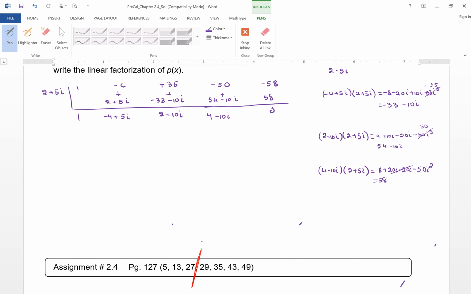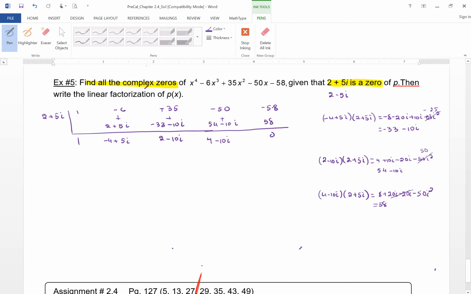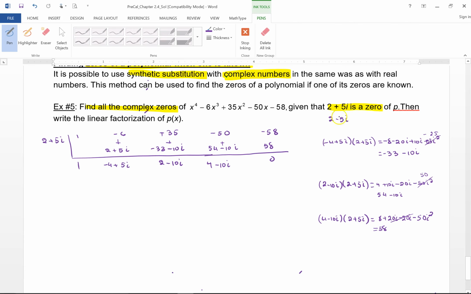Okay, so now I continue. Now I continue with 2 minus 5i. All right, so, because you need to get the other zeros. How does that work? Watch.